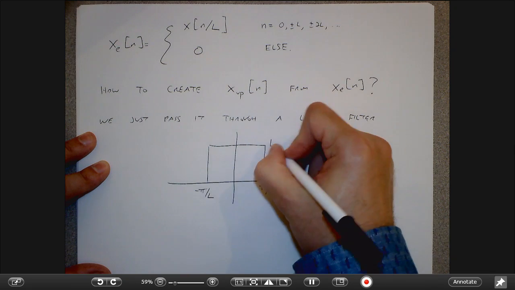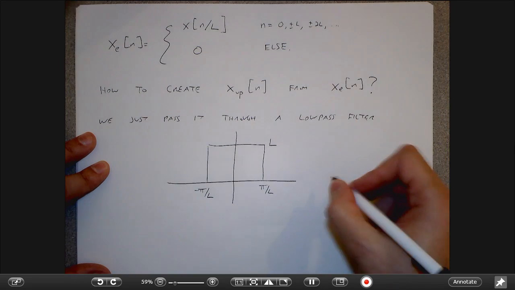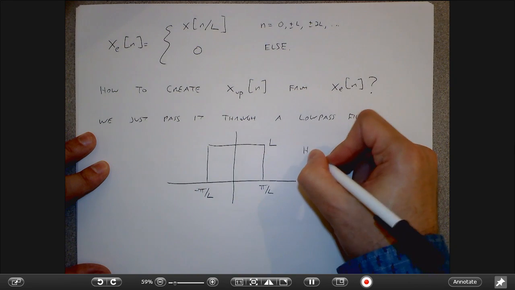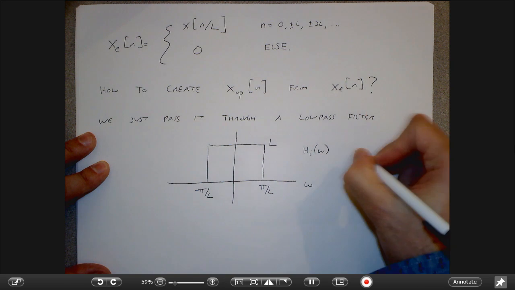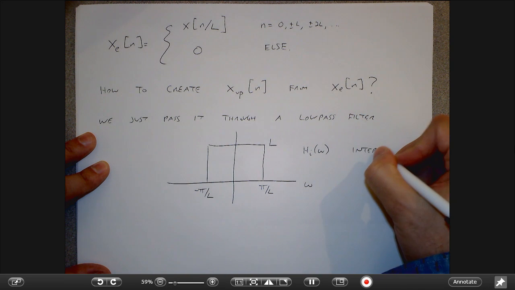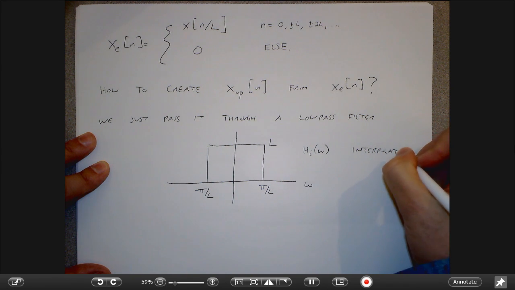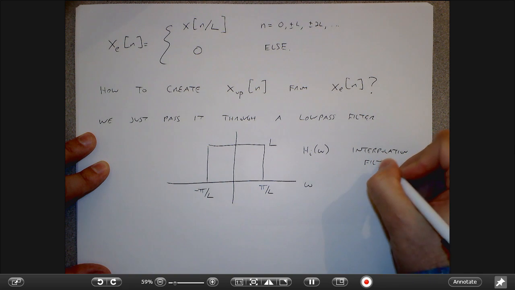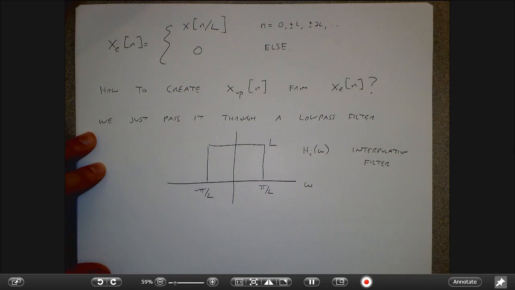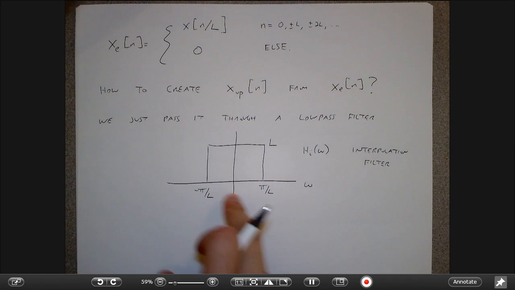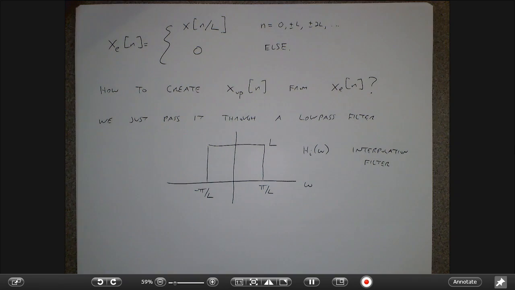And I'm going to call this my interpolation filter. Because interpolation is really a fancy word for connecting the dots, right? And so it turns out that by simply filtering my expanded signal with this, I get the right answer. So let's understand why that is true, okay?